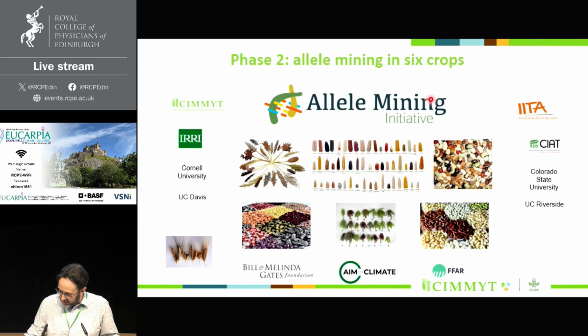So what we wanted to do was take some of these approaches a bit further. Phase 2 is an allele mining project. This is a much bigger project, so we are moving this approach to 6 crops, not just maize, across the whole of the CG: maize, cowpea, sorghum, beans, rice.